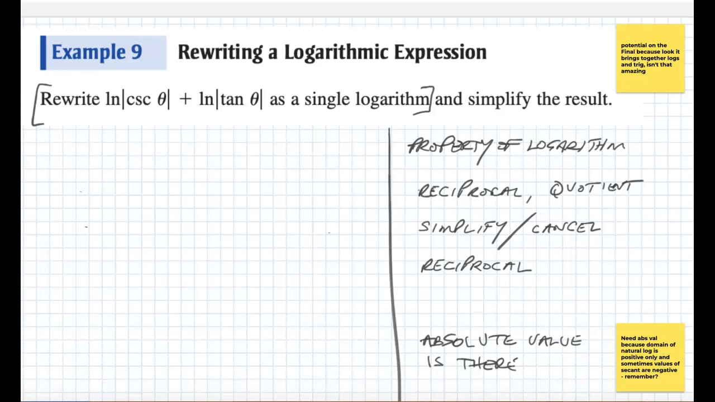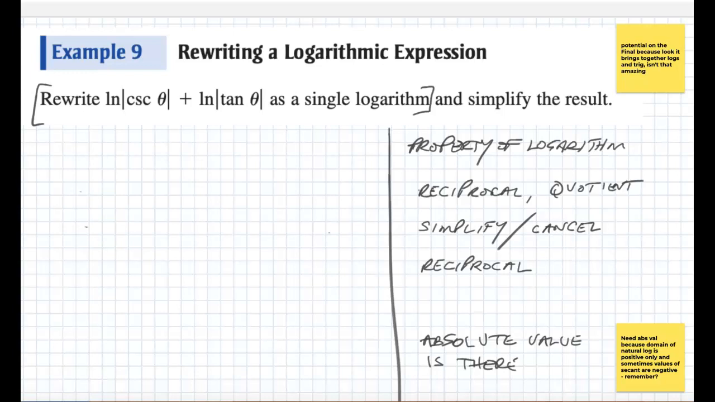Okay, let's take it from the top. This is not something that you should expect on the summative that we're having right now. It's a potential final exam question because it brings together a few different ideas. But other than that, this is just a good little review of one natural log property and then a whole bunch of simplifying with trig identities.